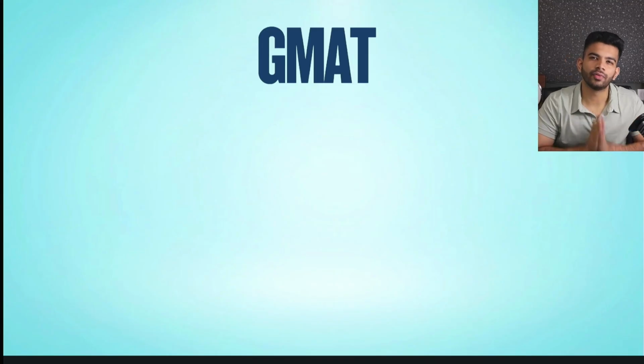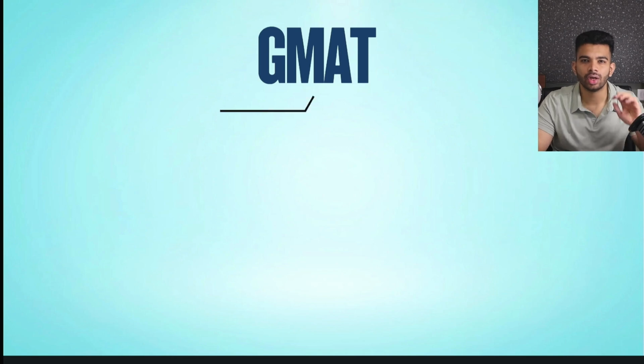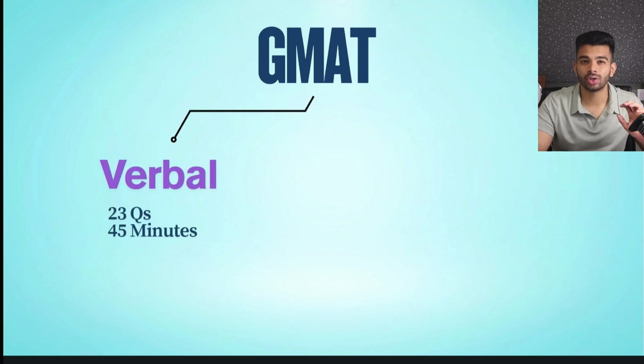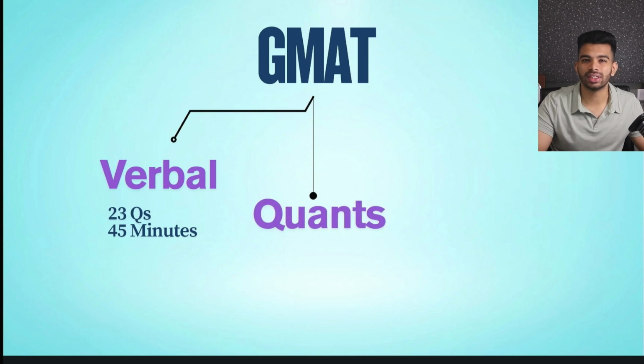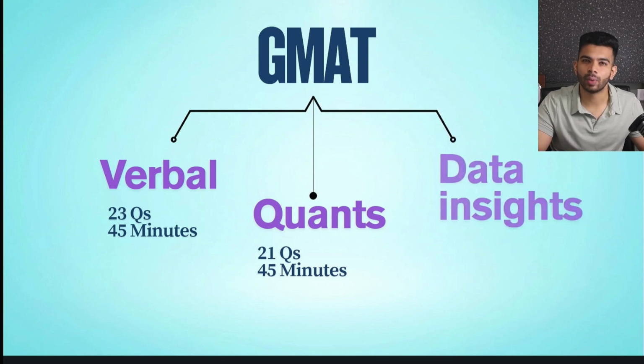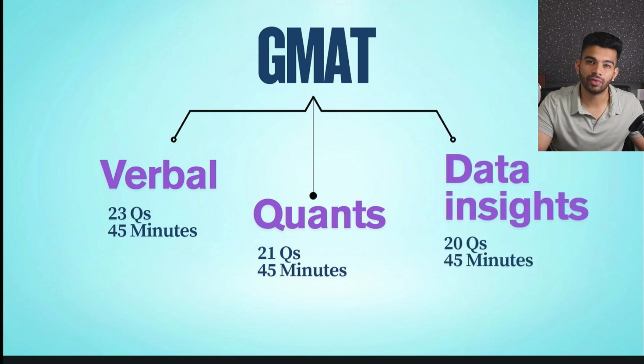Let's get a quick refresher on the GMAT. The GMAT, like the CAT, is split into 3 sections with sectional time limits. The first is the verbal section, which has 23 questions to be solved in 45 minutes. The second is the quantitative reasoning section, which is 21 questions to be solved in 45 minutes. And last but definitely not the least is the data insight section. 20 questions have to be solved in 45 minutes.